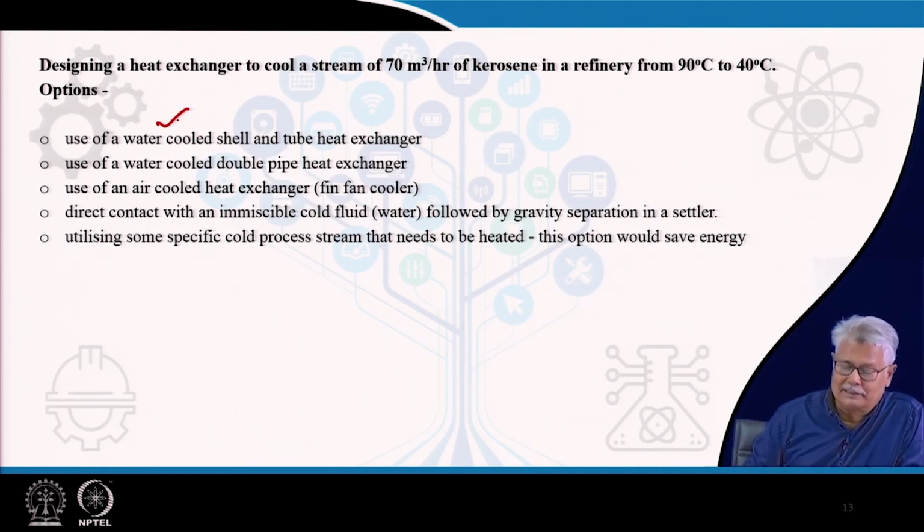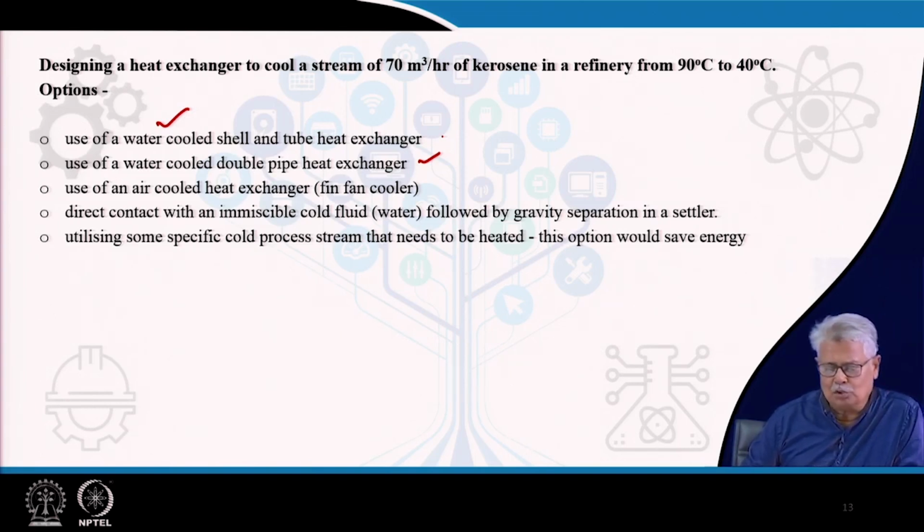Well, it's not essential that we go for a shell and tube exchanger. The double pipe heat exchanger could be a cheaper option. Yes, it's usually cheaper to construct a double pipe heat exchanger as long as the heat duty remains small. Typically, if the heat transfer area is below 35 meter square, it's usually economic to go for a double pipe heat exchanger. We could also go for an air cooled heat exchanger, which are called fin fan coolers.